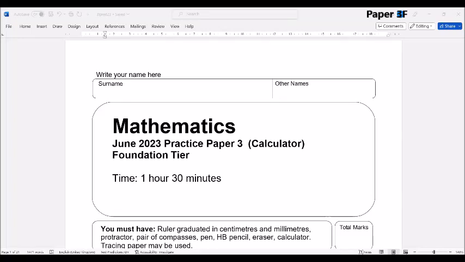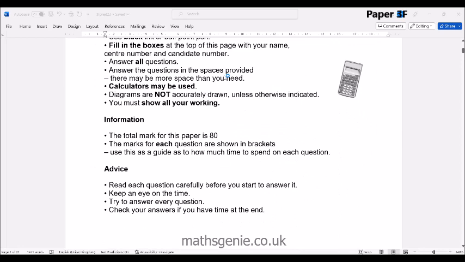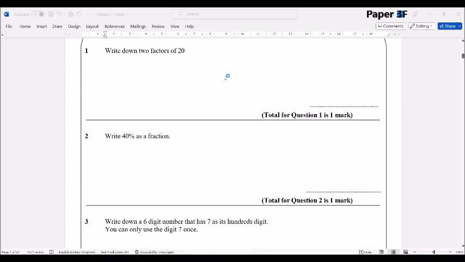This is the Maths Genie GCSE Mathematics Practice Paper 3 for June 2023 and is a reflection or done in the style of the Edexcel exam papers. Right, let's take a look at this and see how we go, starting from question 1. The first question says, write down 2 factors of 20.